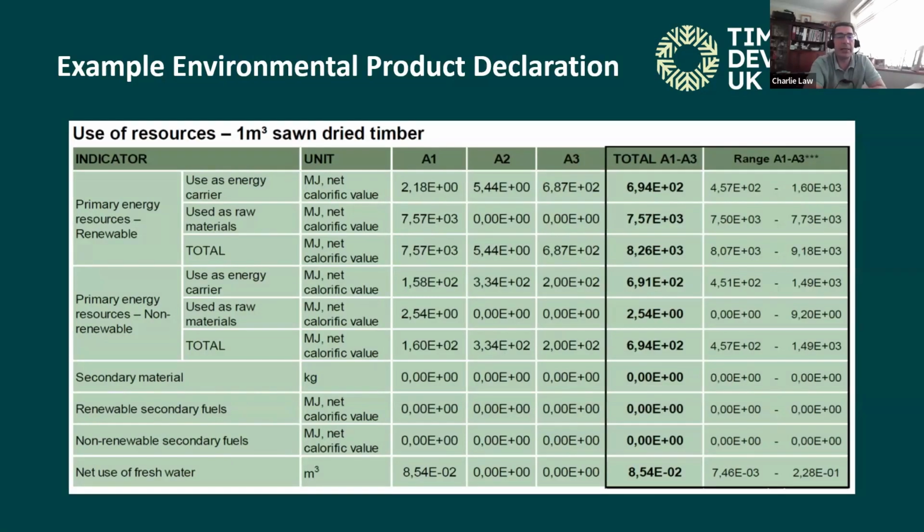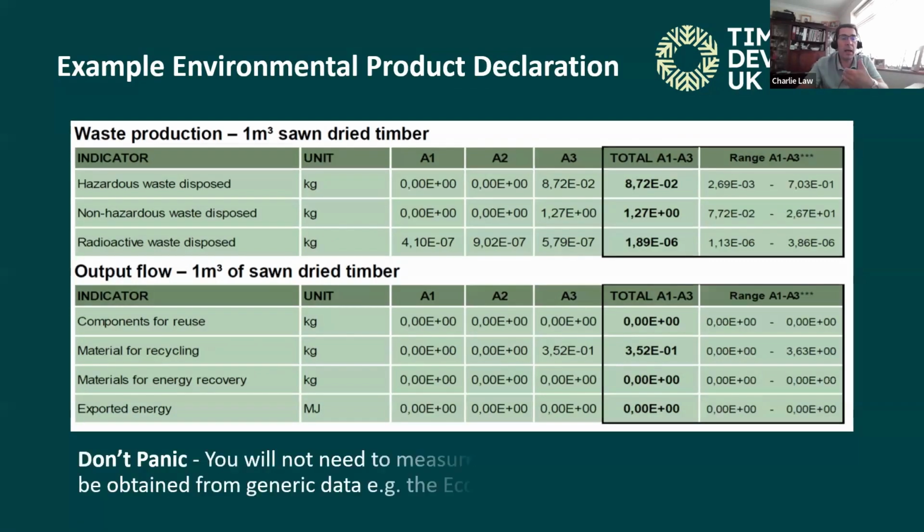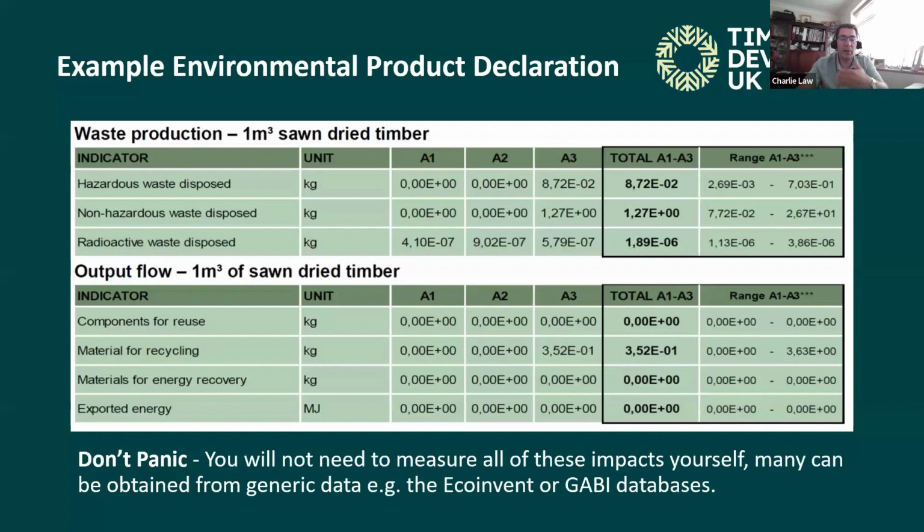So some of the key data that goes in is obviously your primary energy resources, renewable energy resources, etc. Secondary materials that are going into it, etc. Any hazardous waste disposed of. Generally, timber's pretty good on that. There isn't any unless you're using a lot of maybe recycled product. And obviously output flows and stuff like that.